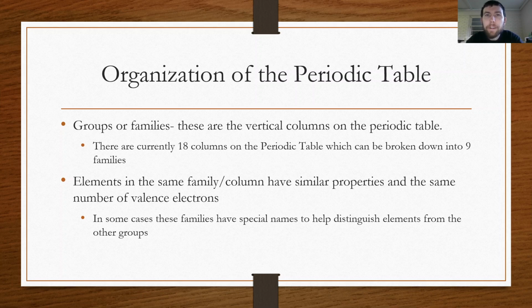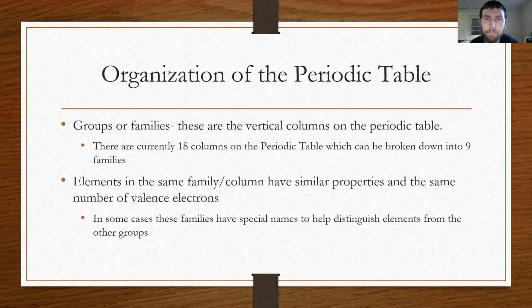Now, if you look at the periodic table as it's currently constructed, there are currently 18 columns on the periodic table, which can then be broken down into 9 families, okay? So of those 18 columns, that breaks down into 9 different families, or 9 different groups. That means you have 9 sets of elements that are going to share some characteristics with each other, okay?